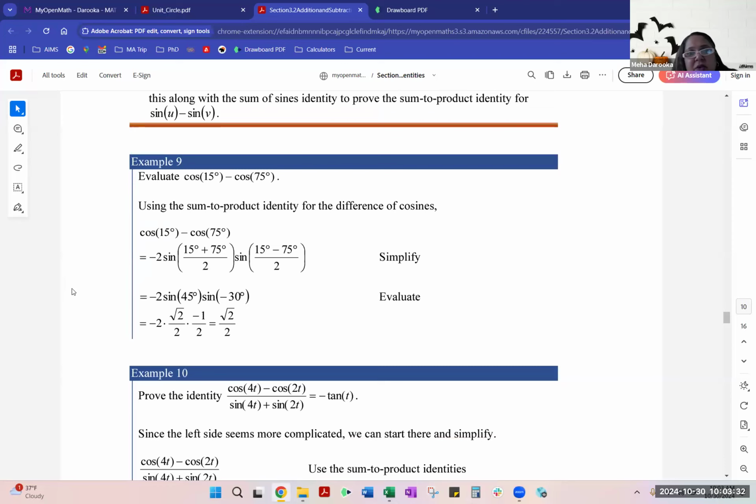So using that, you can see we've got -2 sine of (15 plus 75), which of course will add up to 90 degrees. So 90 degrees divided by 2 will of course give us 45, and then sine of (15 minus 75) will of course give us -60 degrees. So -60 divided by 2 will end up giving us negative 30 degrees. And then, again, they're kind of skipping some of the steps, but you've got -2, and then we've got sine of the positive 45 degrees.